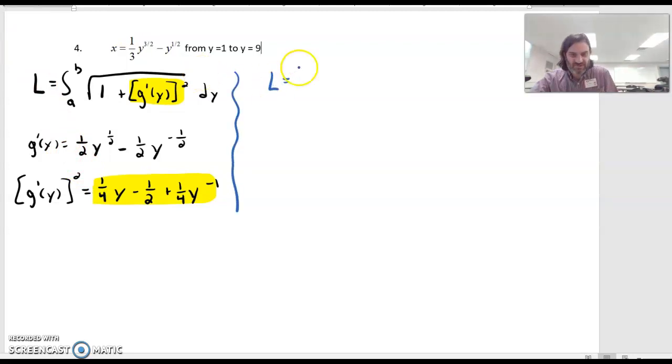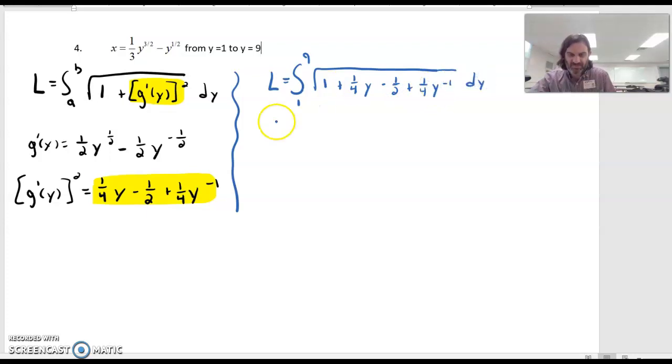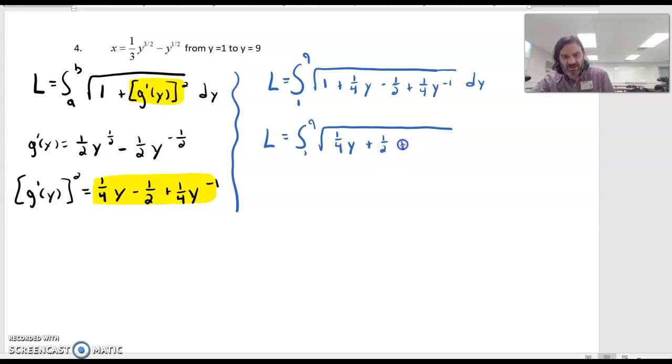Alright, so let's plug that into the formula. So we'll have the arc length from 1 to 9, which is what they gave us, of the square root of 1 plus 1/4 y minus 1/2 plus 1/4 y to the negative 1, and that'll be dy. So these things are pretty clever. We're going to combine that 1 and that negative 1/2, and I'm going to leave it in that same order. Depending on how you multiply it together, that may or may not help you. But when I combine everything under the root, it'll be 1/4 y plus 1/2 plus 1/4 y to the negative 1 dy.